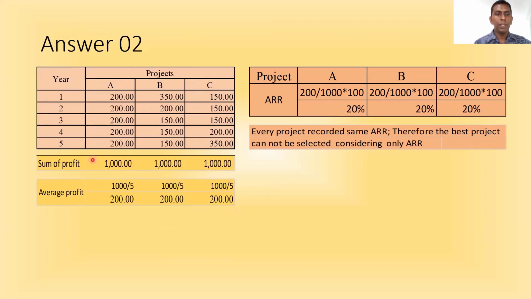For project A, sum of profits is 1,000, project B also 1,000, project C also 1,000. Therefore, we have the same amount of average profit.